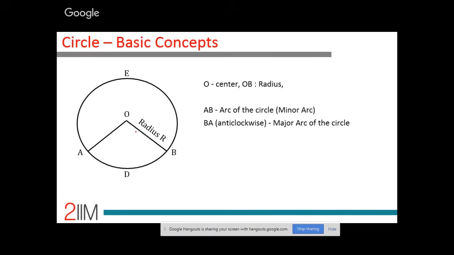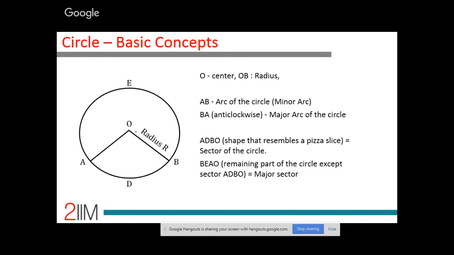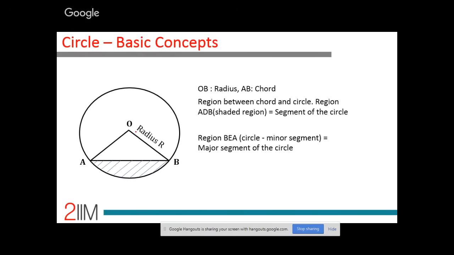Circles described by center and radius. So this line AB is called the arc of the circle. That part there, which resembles a pizza slice, is a sector of the circle. You have minor arc and major arc, minor sector and major sector. AB, the straight line, is called chord of the circle. The part below that is called the segment of the circle. The remaining is called the major segment. So you have minor arc and major arc, minor sector, major sector, minor segment, major segment.